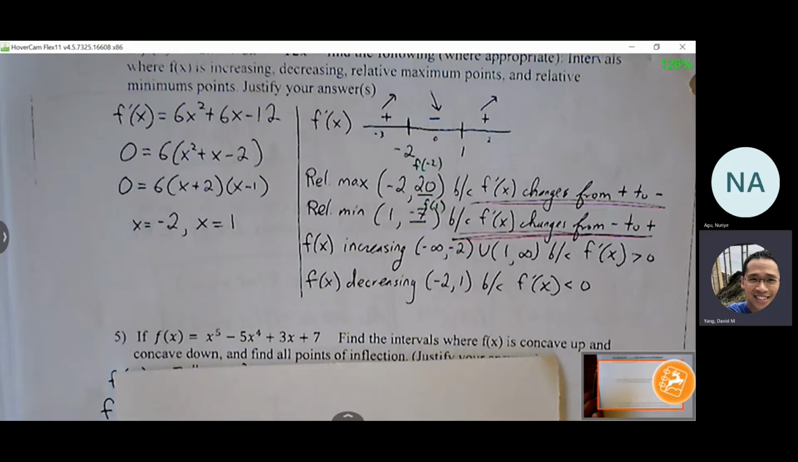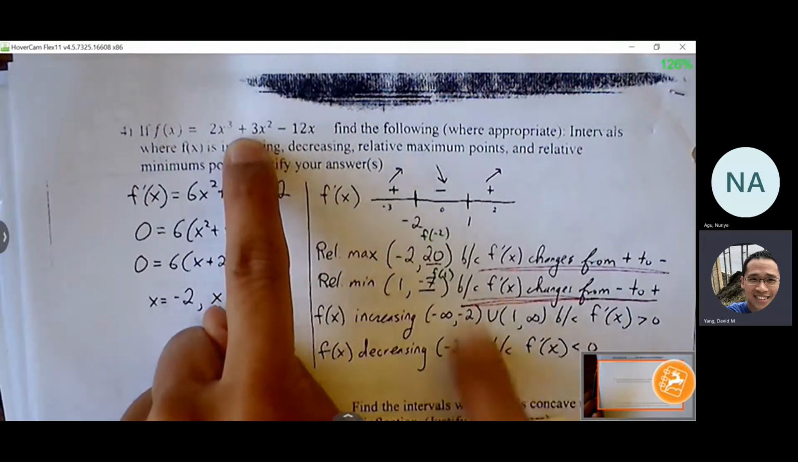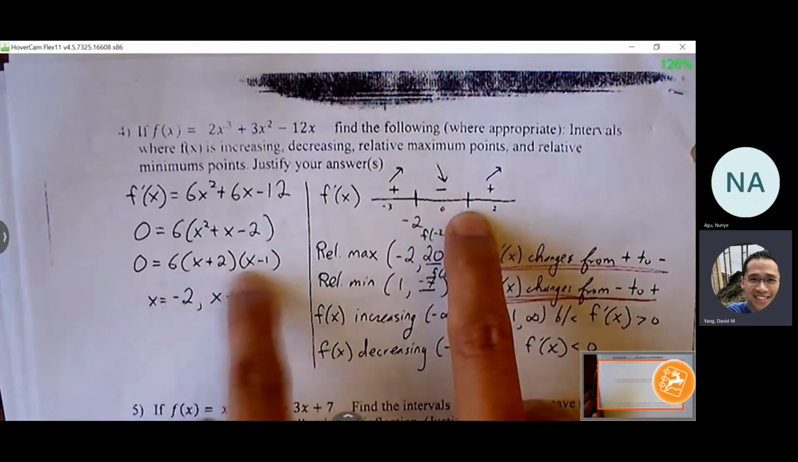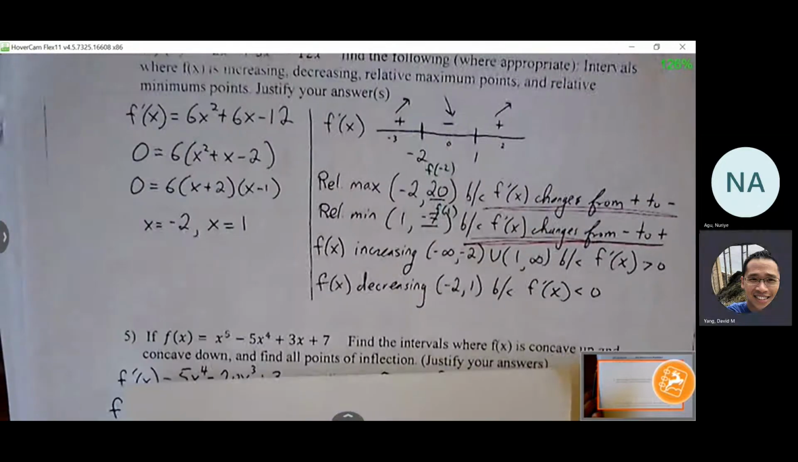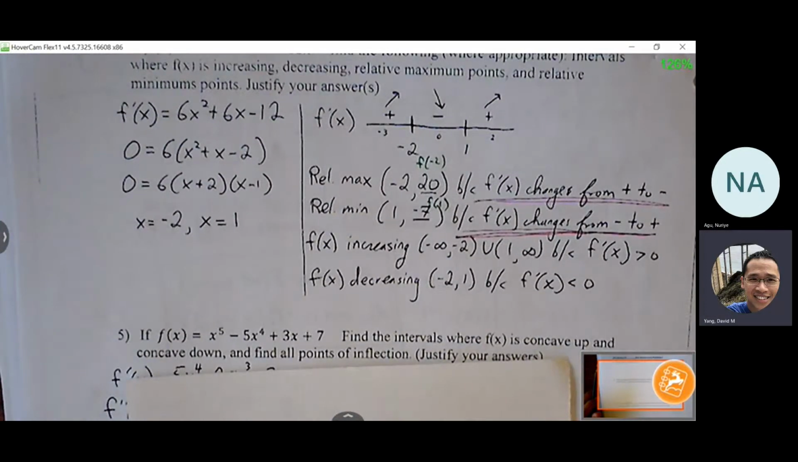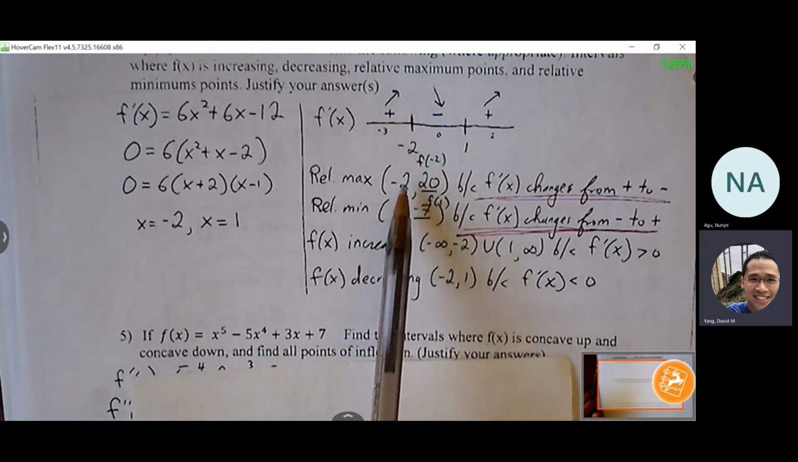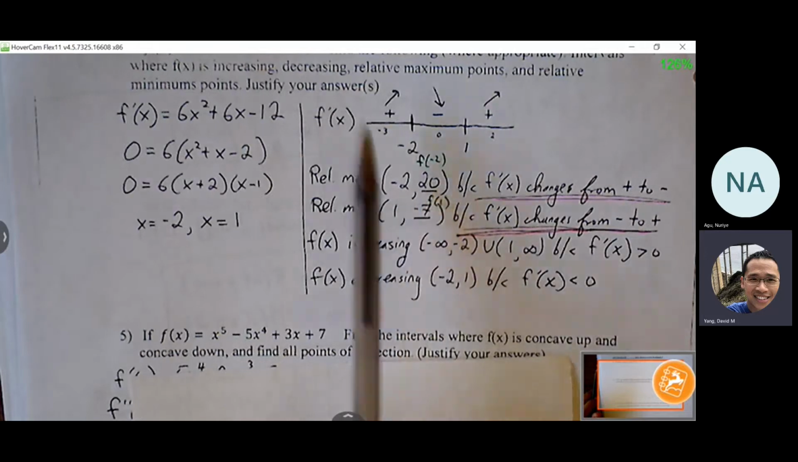So to get the relative max, you just plug in negative 2 to that equation? Into the original. Okay. Good, original. But when you're doing your sine lines, they have to go into the derivative. It depends on the directions. So if I specifically ask you for ordered pairs, you got to plug it back into the original function.